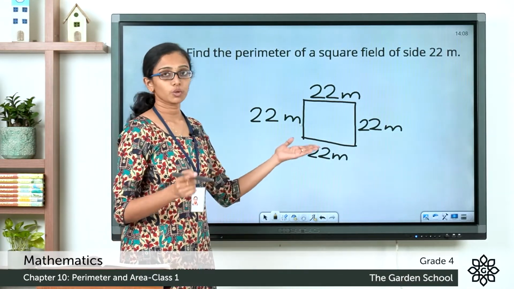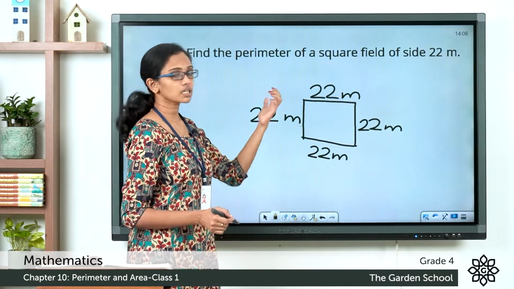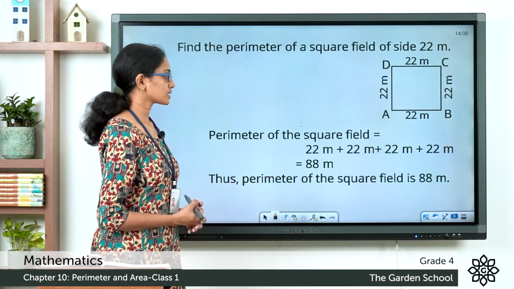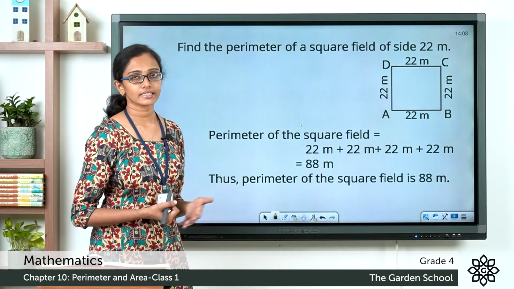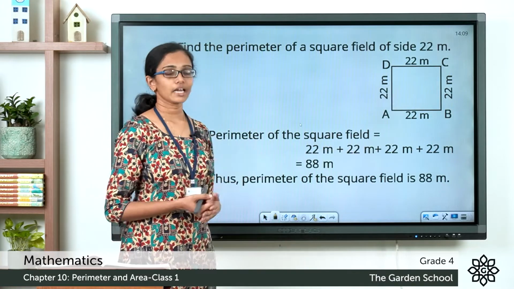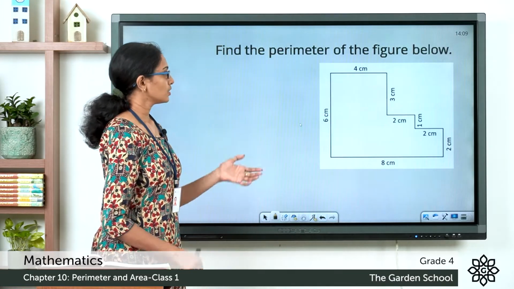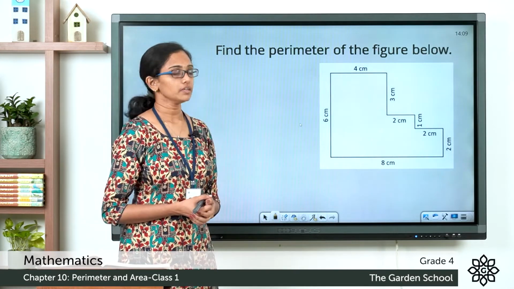Now the perimeter would be equal to 22 plus 22 plus 22 plus 22. So what is it? It is equal to 88 meter. So the perimeter of the square field is 88 meter. I hope this is clear to you. Now we'll work out a different example.